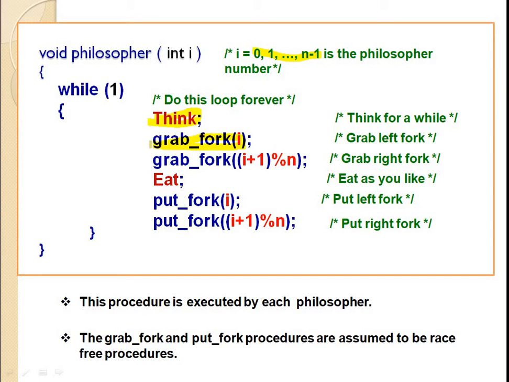First it will grab the left fork, then it will grab the right fork. So this is a circular queue, so i plus 1 mod n. By using this you will grab the fork. Then after successfully grabbing his left and right fork, he or she will move to eating. After eating, he will put down the left fork, then the right fork. So this procedure is executed by each philosopher. The grab fork and put fork procedures are assumed to be race free procedures.